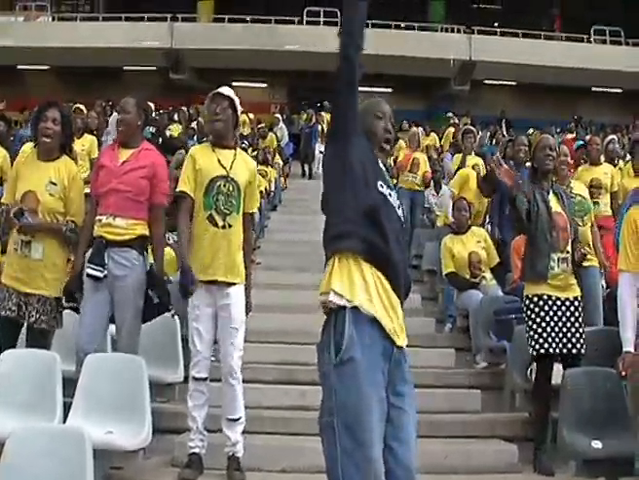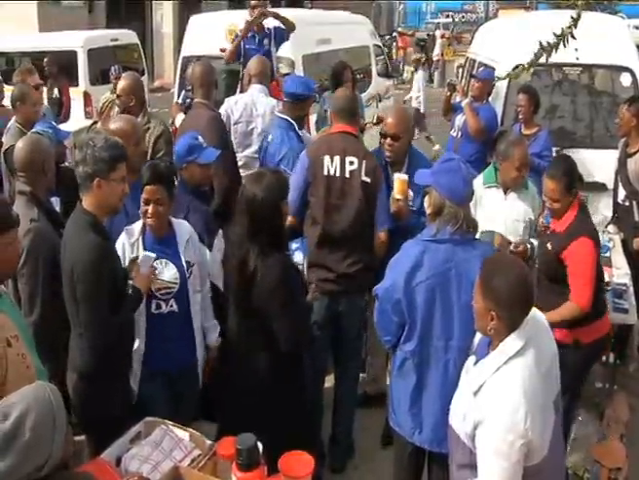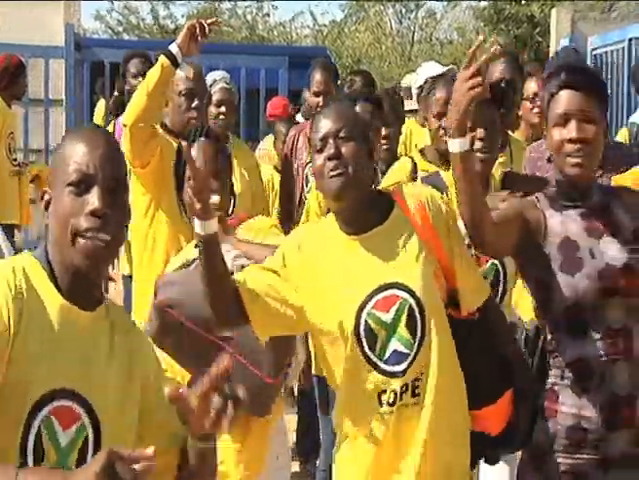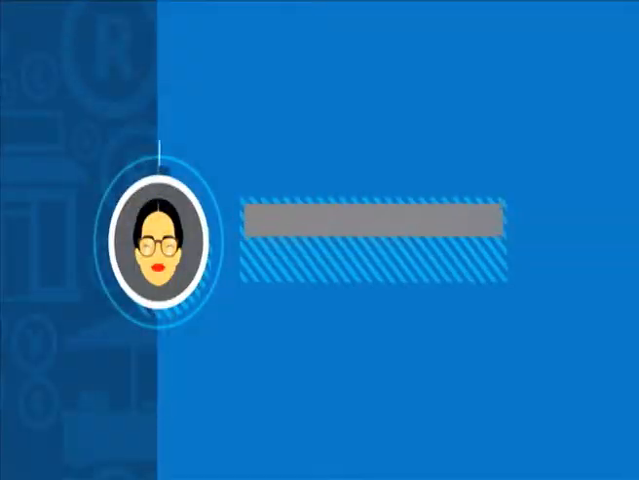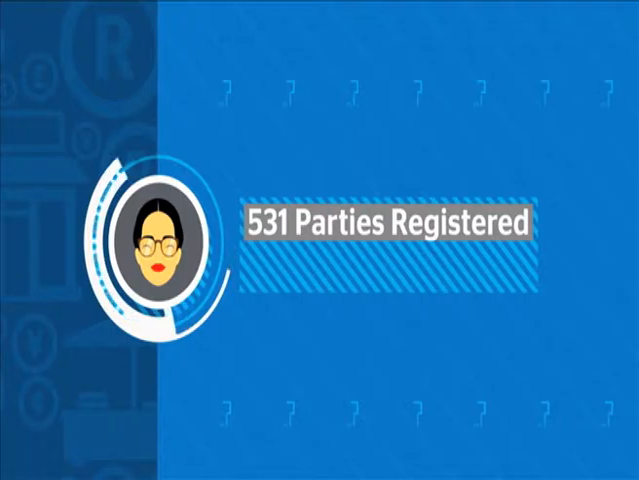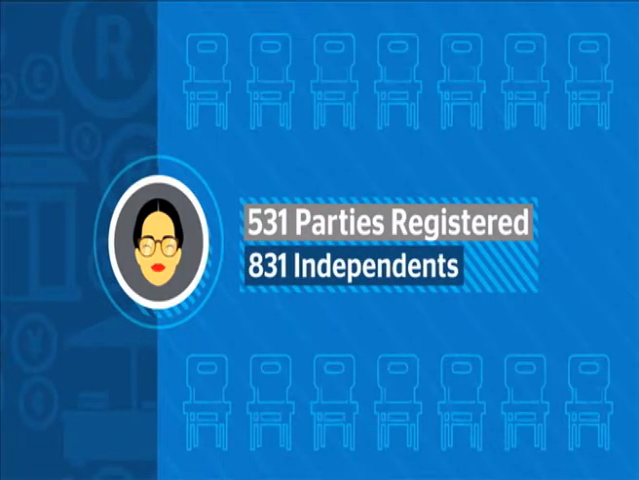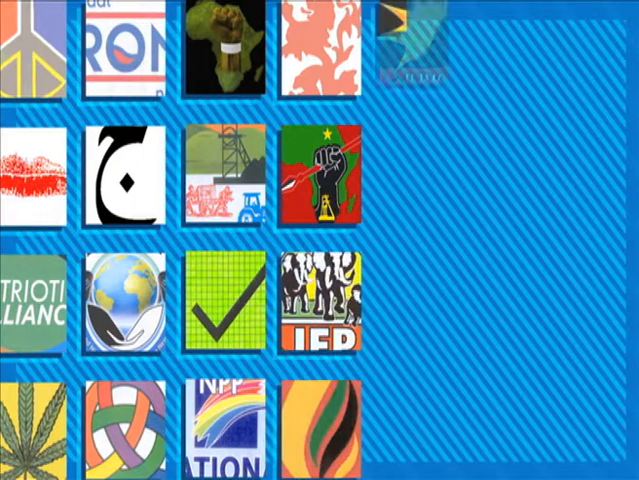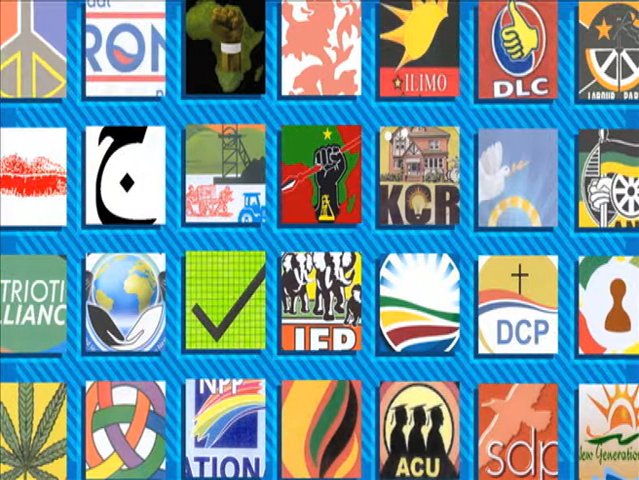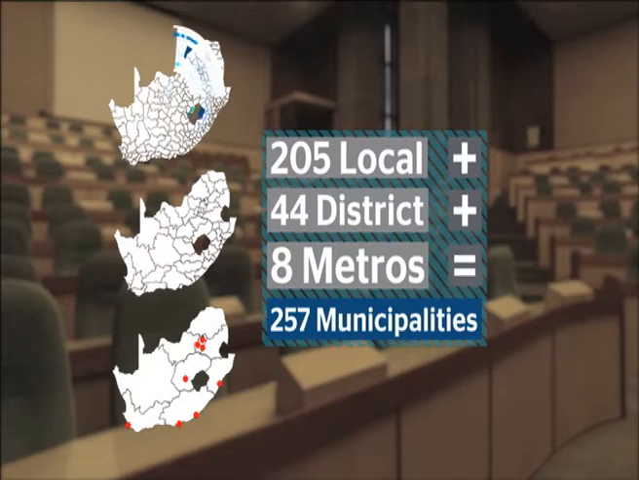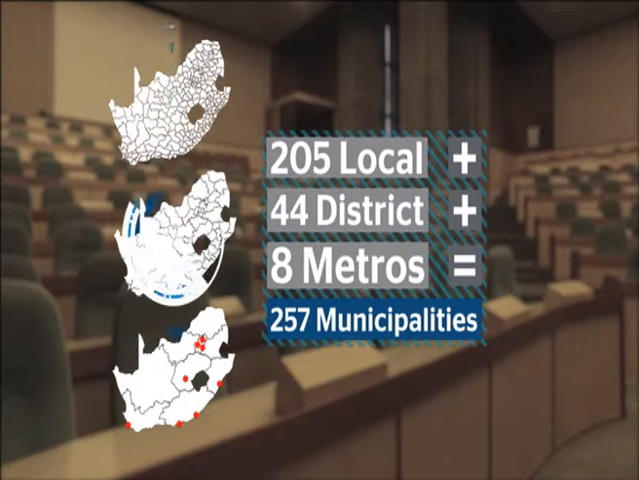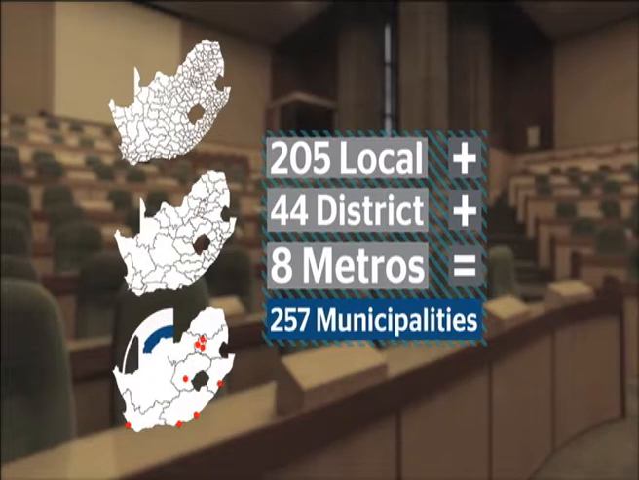Party representation in local elections show no sign of waning either, even with fewer municipalities. The IEC's reported record numbers. 531 parties and 831 independents are registered to take part in this year's local election. Making your mark next to one of these seems simple enough. But do you know how municipal elections actually work? South Africa consists of 205 local, 44 district, and 8 metropolitan municipalities.